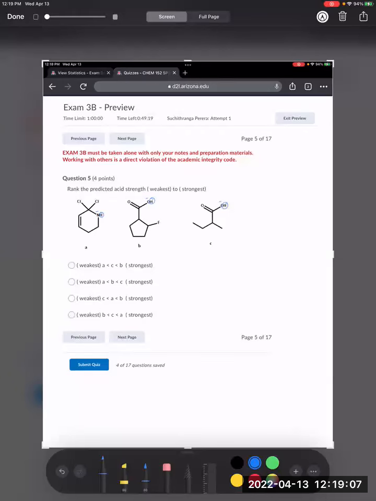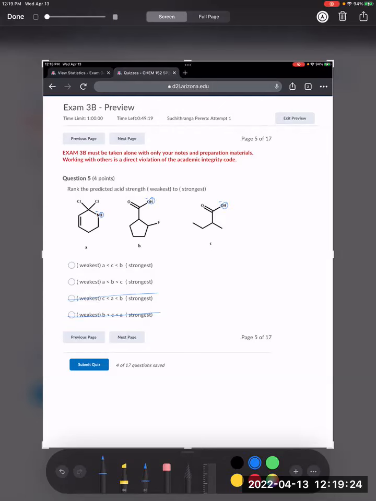Okay, so having the negative charge on nitrogen is the least stable situation. Therefore, A is the weakest. Therefore, we can get rid of options C and D. And then between B and C, we move on to feature 2.